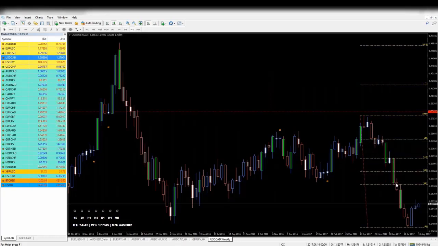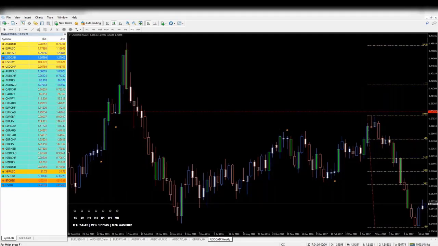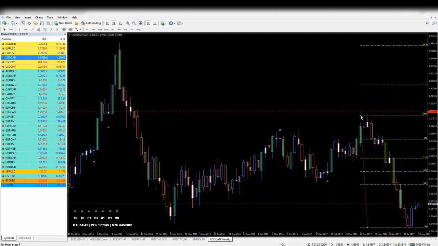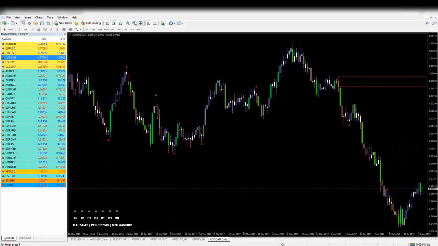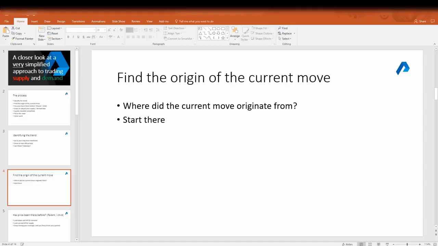And on the weekly chart, we have a potential micro accumulation here, but it's not something that I'd be willing to trade on the weekly chart. So you want to look for the origin of the move, which is going to be closer to the highs, the major highs and the major bottoms. Okay, so let's move on to the next one.